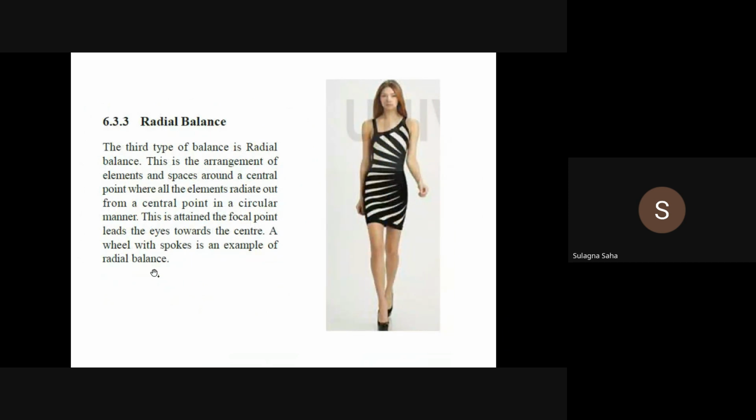The third type of balance, we call it the radial balance. It is the arrangement of elements and spaces around a central point so that the elements look like they are radiating from a central point. So it also ensures that the focal point leads towards the center. The eyes lead towards the center.